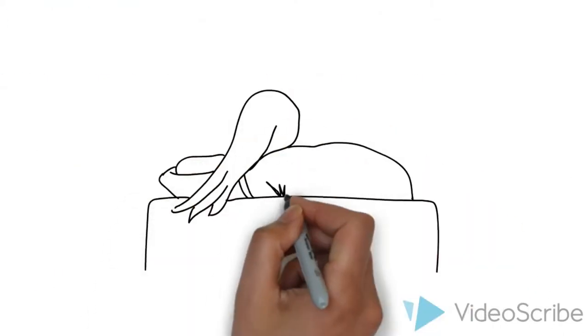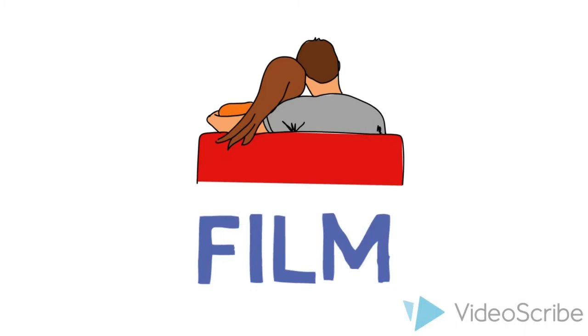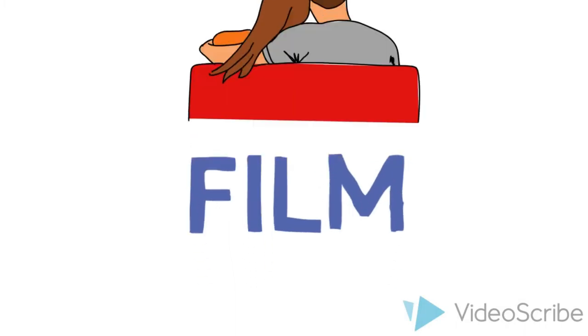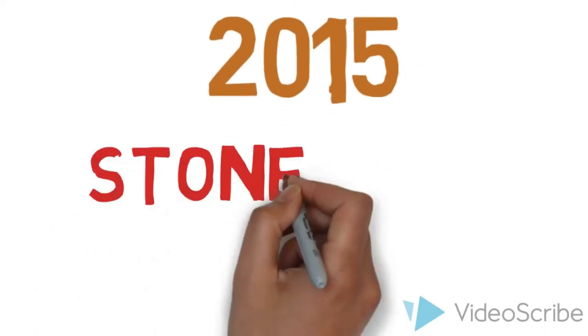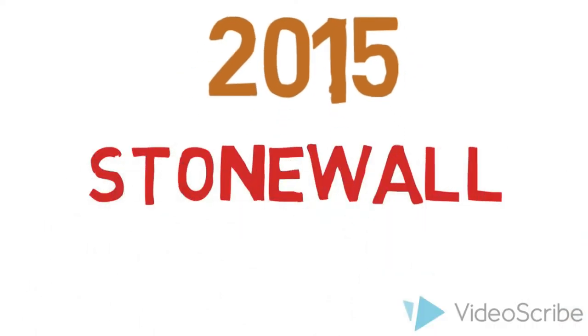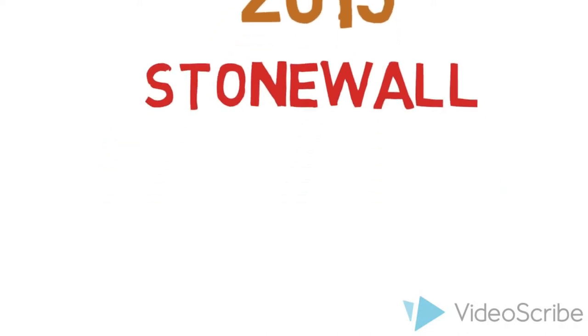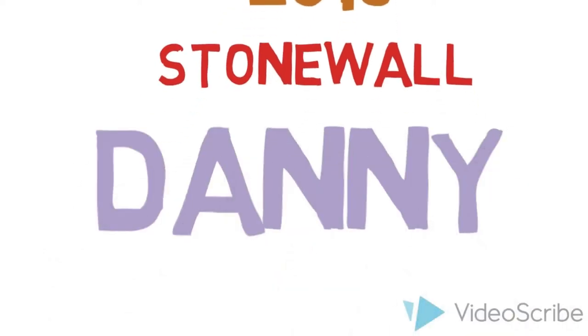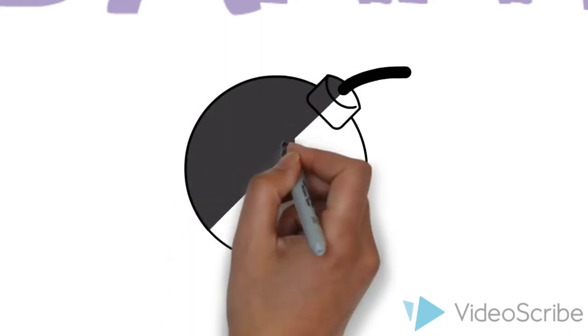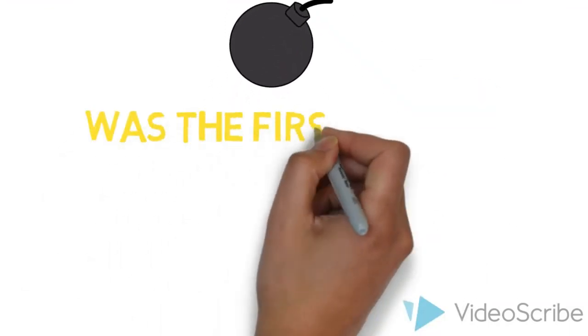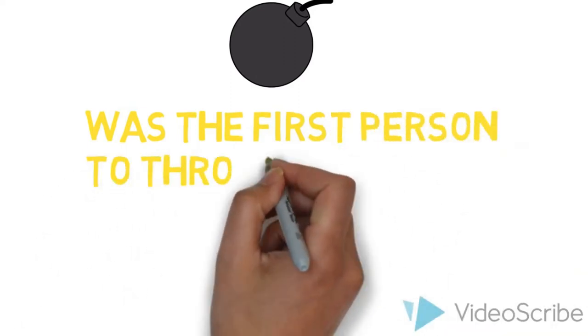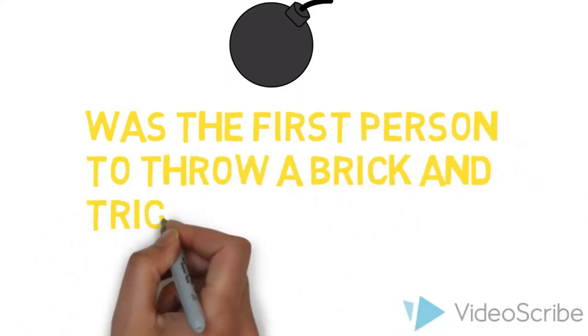Well, let's explore something else here. Let's look at film. In 2015, there was a nice little film called Stonewall. Sounds familiar. Stonewall introduced the character of Danny, a gay white man who served as, of course, the protagonist. And I guess he served as a sort of catalyst in the movie, a bomb maybe. Danny was the first person to throw a brick in the film in order to trigger the riots.